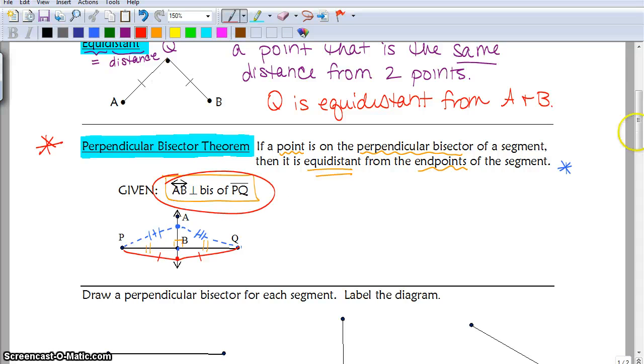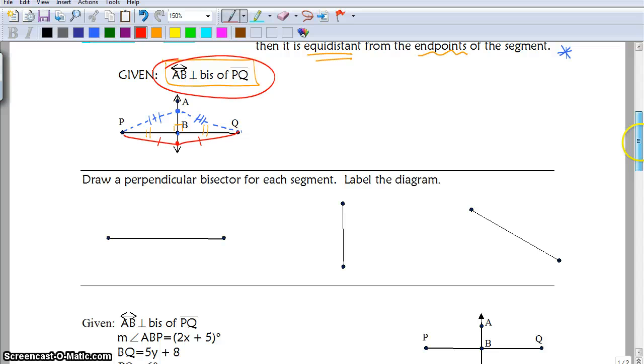Okay, so what I want you guys to do right now is practice drawing a perpendicular bisector of each of these. It obviously doesn't have to be perfect, but I need you to label with markings. I don't care if you draw letters, but I want to see markings, like congruent marks or right angles, etc. So go ahead and pause the video and press play when you're ready to see the answers.